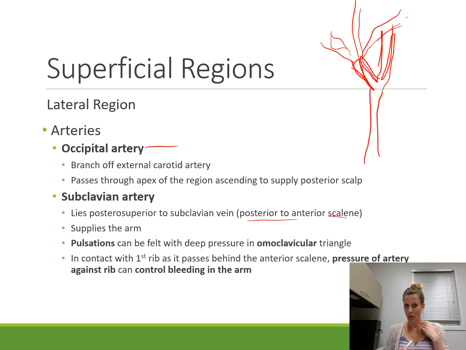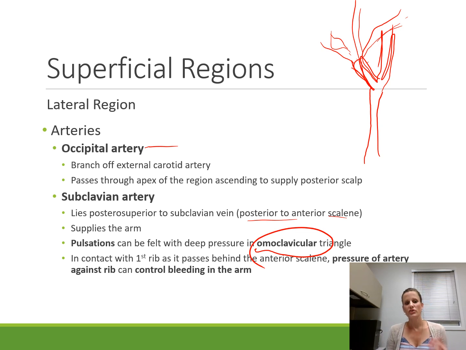We can feel the pulse of the subclavian artery with deep pressure in the omoclavicular triangle. Remember, to find the omoclavicular triangle, you turn your head, right, to find your sternocleidomastoid, and it is right back behind where the sternocleidomastoid attaches to the clavicle. So that's the omoclavicular triangle. Putting deep pressure there, I can feel pulsations of the subclavian artery.